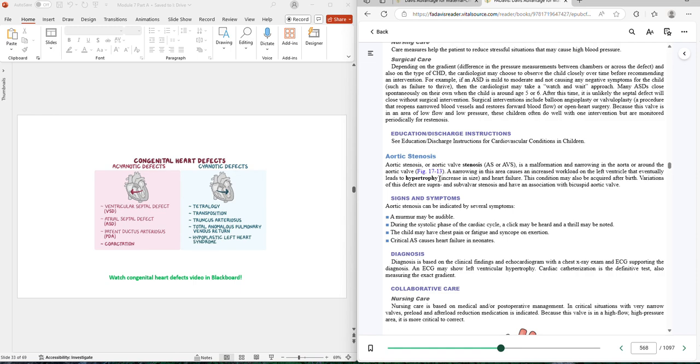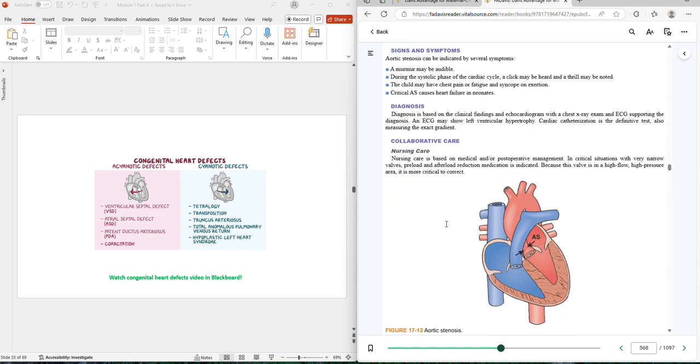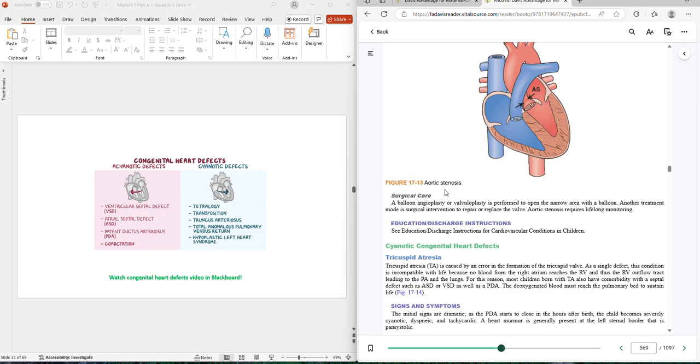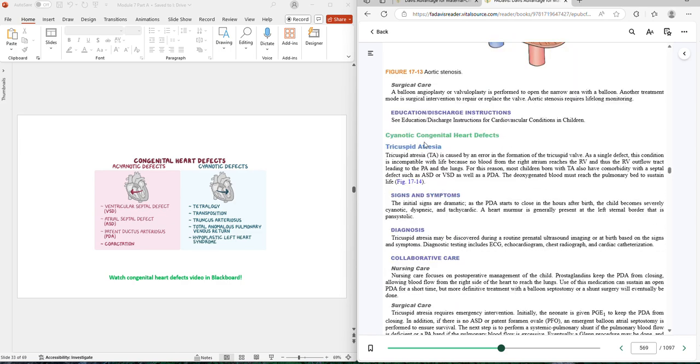It talks about aortic stenosis too on 568, but we're going to go on to 569. Cyanotic congenital heart defects. So tricuspid atresia, TA, is mentioned here. It's a single defect, incompatible with life. There's no blood from the right atrium to the right ventricle, and there's no output to the pulmonary artery and the lungs. So the infants cannot live with a tricuspid atresia.